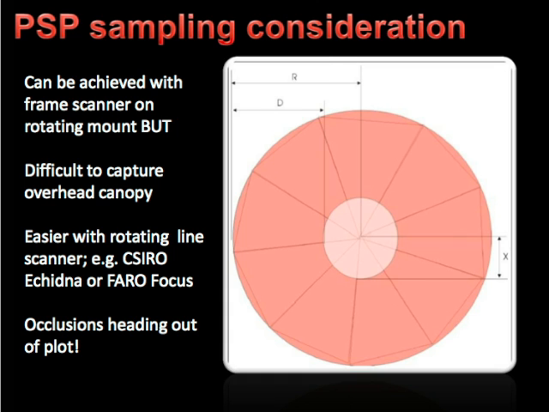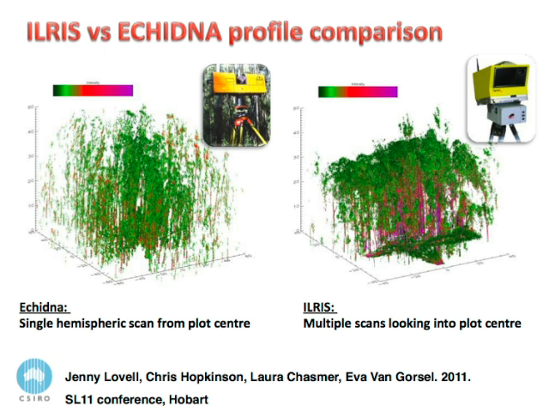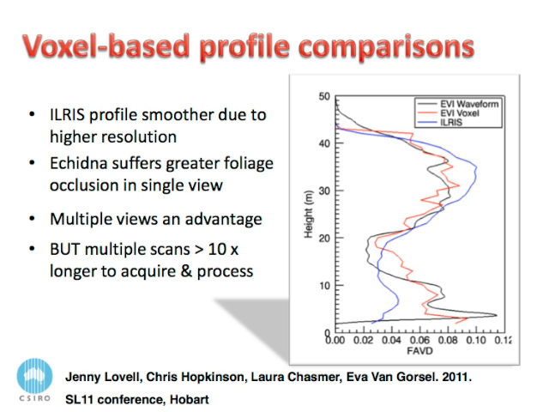And so we did a very quick and dirty assessment of that by doing a benchmark comparison of two systems, an ILRIS scanner and an Echidna scanner, down in Tumbarumba in Australia, at some forest plots there, where we actually surveyed the plots. We had all the field data, we set up the Echidna, we set up the ILRIS around it, and did this comparison. Now, this is kind of a work in progress, so there's a lot more things we could do. All we have for now is just looking at the vertical foliage profiles. And so that's what I'd like to show you here now.